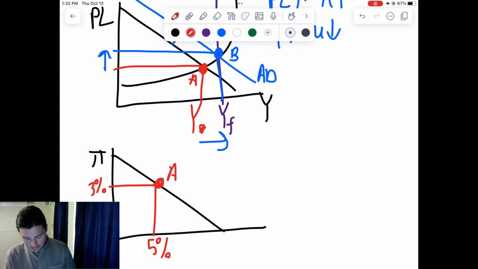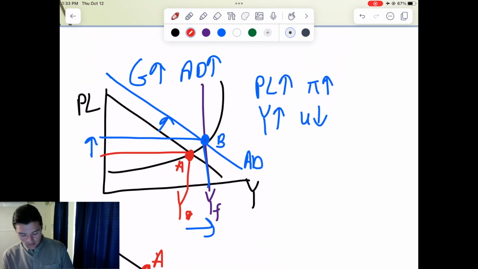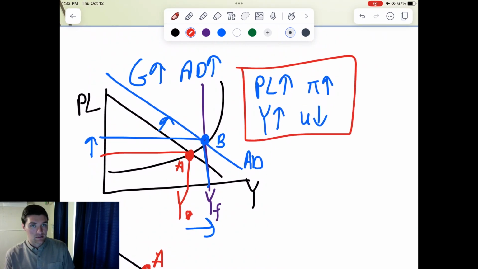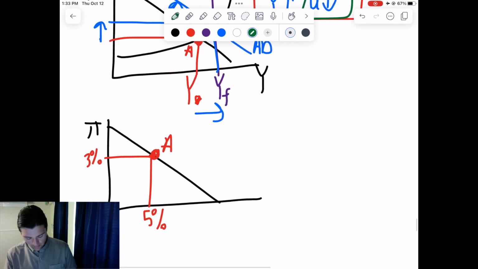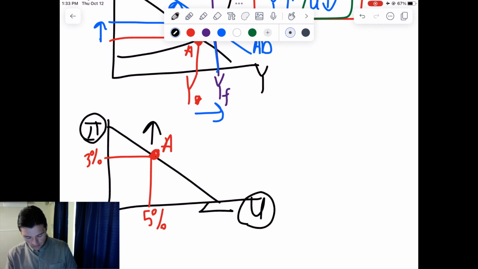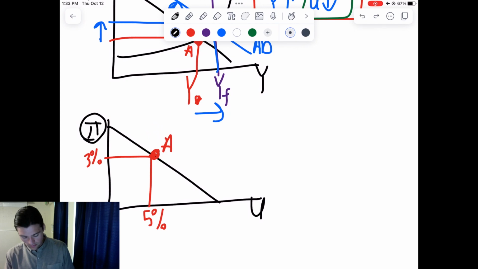This is point A. But because government spending increases, this increases aggregate demand, increases price level, increases output, which increases inflation and decreases unemployment. So because this happens, that happens. So therefore, we're looking here. Inflation higher, unemployment lower. Okay, so inflation is going to go higher, and unemployment's going to go lower. Okay, so let's draw that. Inflation is going to go higher, and unemployment's going to go lower. So that'll be point B.